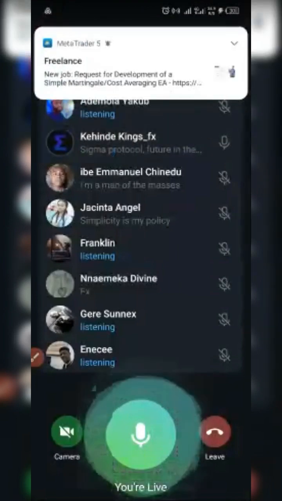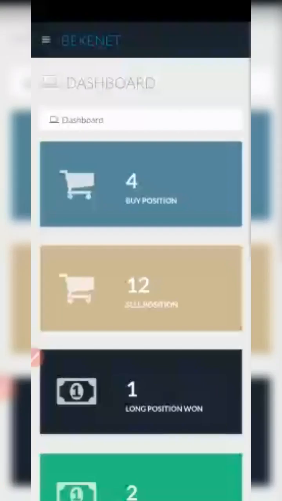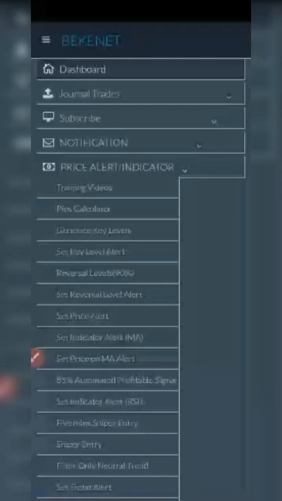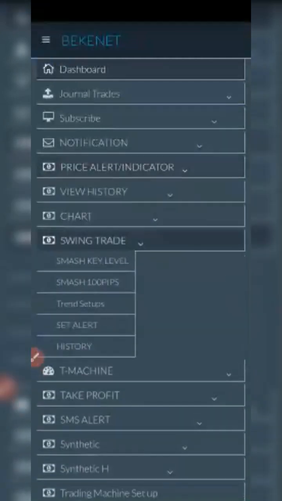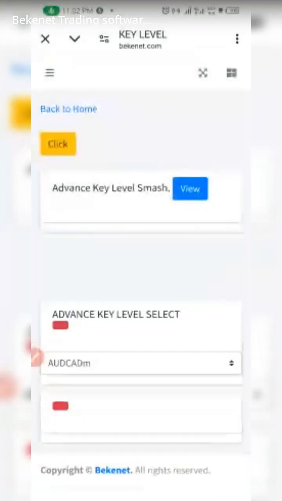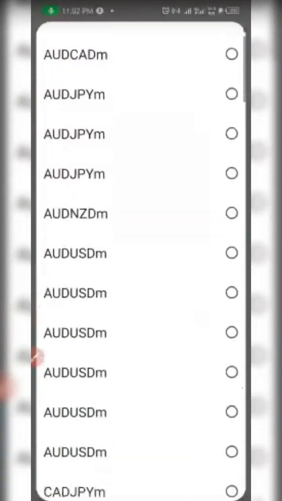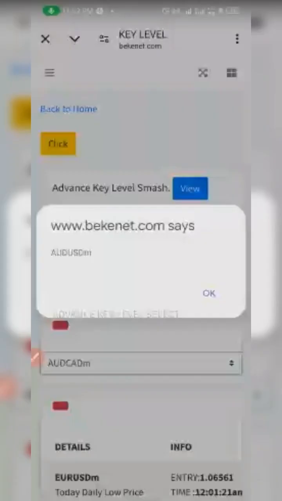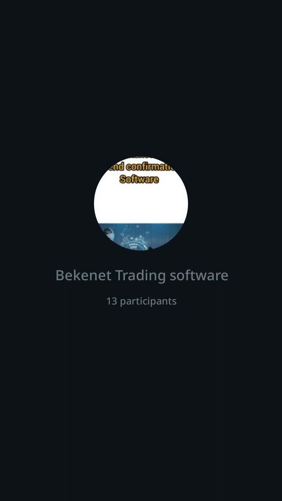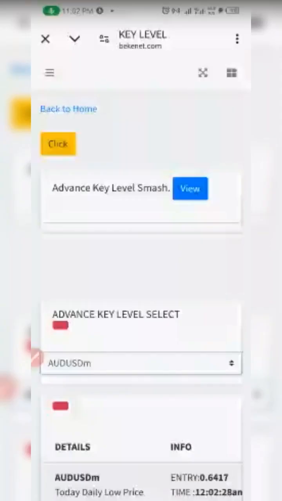Which of the pair? AUD/USD. That's the Australian dollar against the USD. Yes. Where is it? This one. Yes. It's loading. Okay.